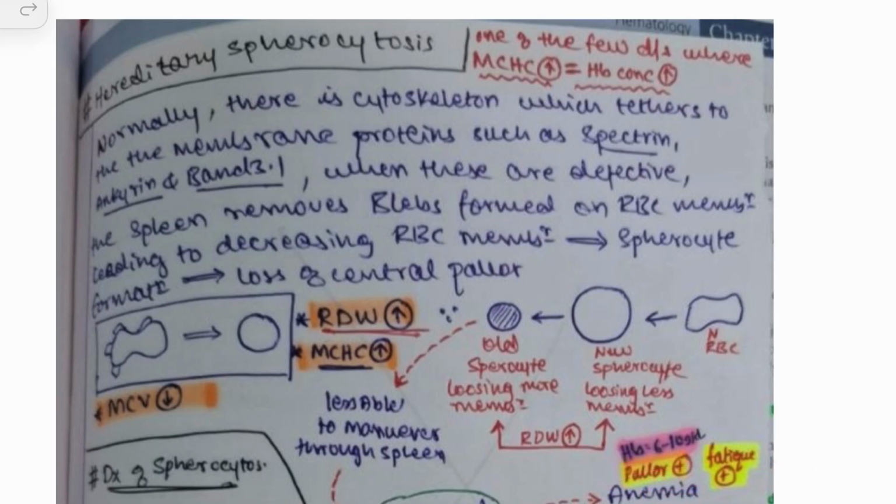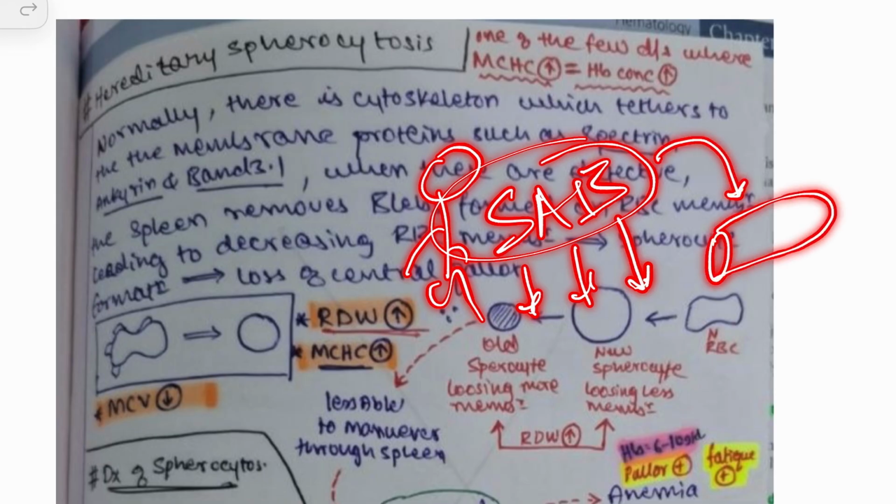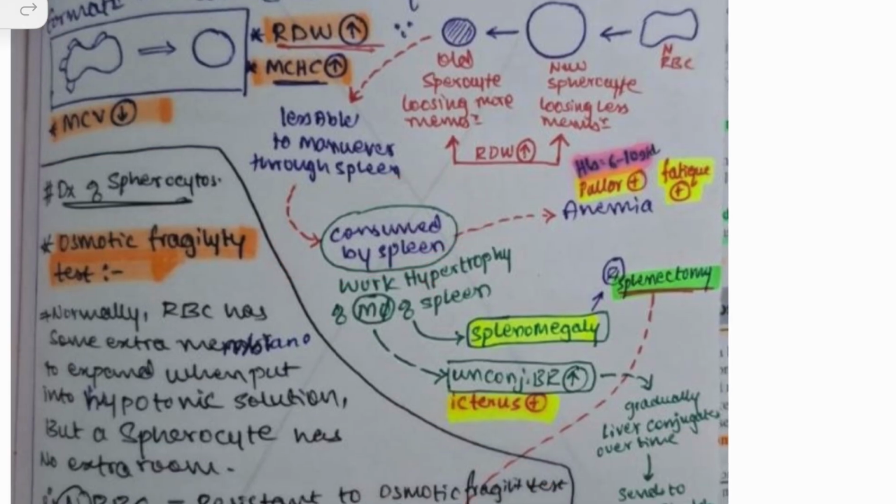Normally there is a cytoskeleton, made of spectrin, ankyrin and band 3. Since these are defective, the cytoskeleton is defective, so the spleen will start removing the membrane from the RBCs. This will form a spherocyte. Because there is a difference in the size of these spherocytes, there is RDW increase. Since these are consumed by the spleen, it will work extra time, so splenomegaly will occur. That's why we have to do splenectomy.